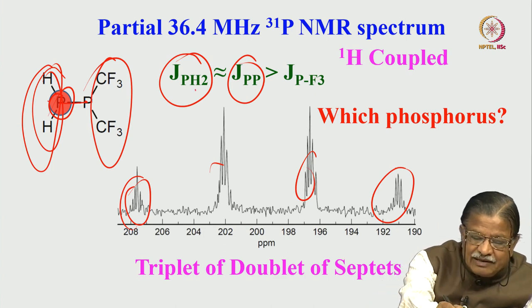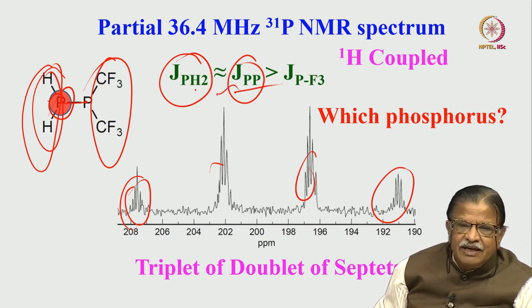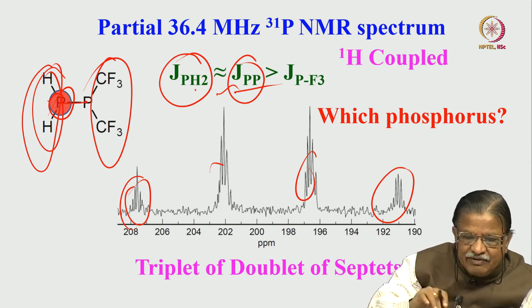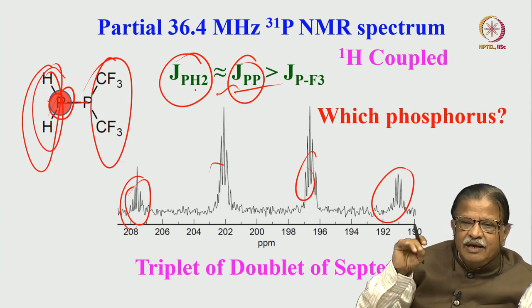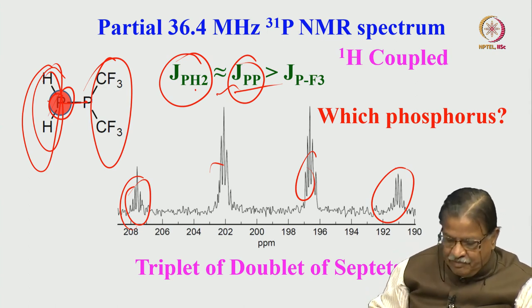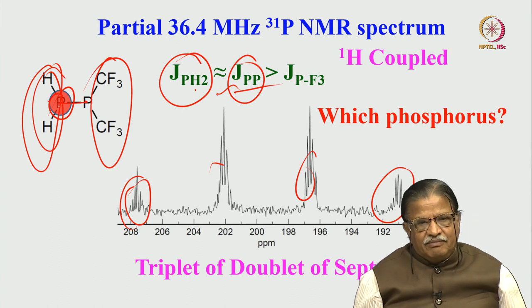The triplet coupling is slightly larger than this one, approximately equal, but this is more. Little larger. As a consequence, we have to say first the triplet coupling is larger as a triplet, then each line of the triplet is a doublet, and each line of this doublet is going to be a septet. So, it is a triplet of doublet of septet is the pattern for this phosphorus. You understood? A simple molecule.